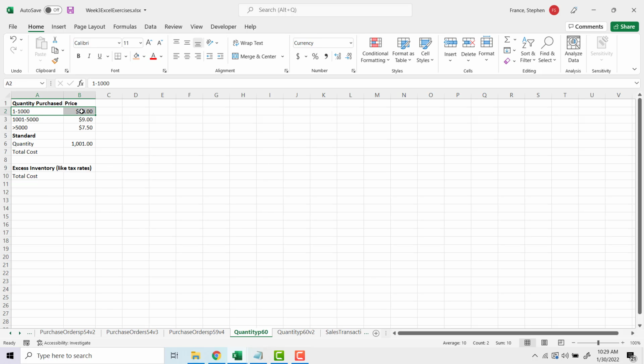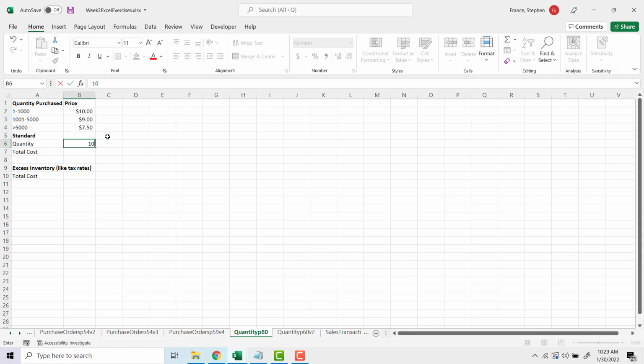So here we have this. If you buy less than 1,000, you get charged $10. If you buy between 1,001 and 5,000, you get charged $9. And if you buy over 5,000, you get charged $7.50. Sorry. So we can actually model this using conditional statements.